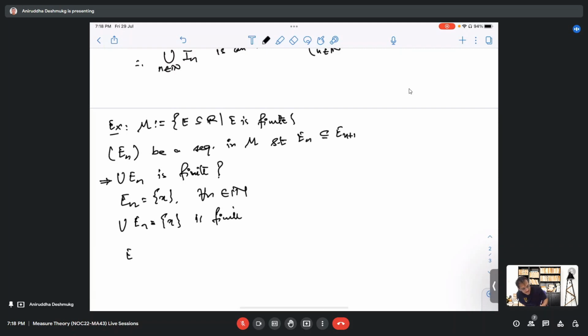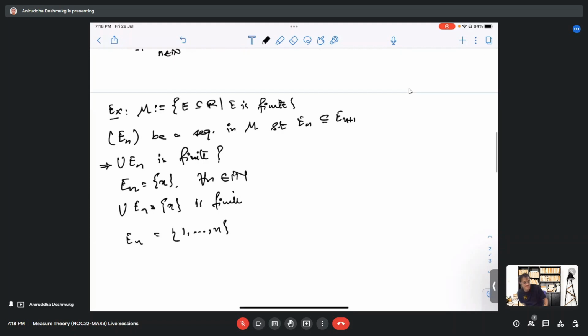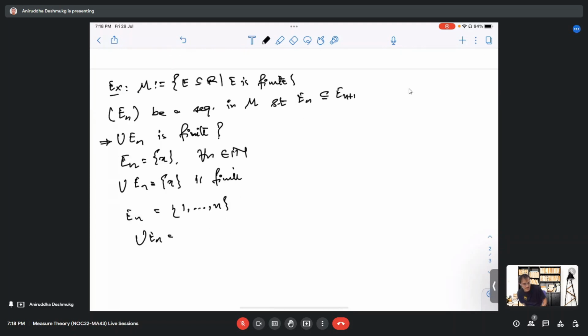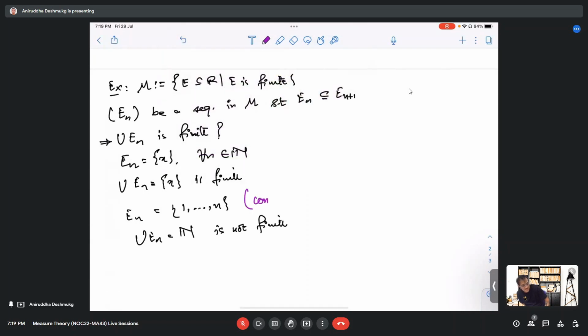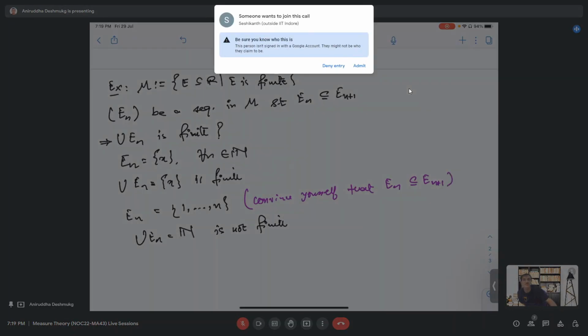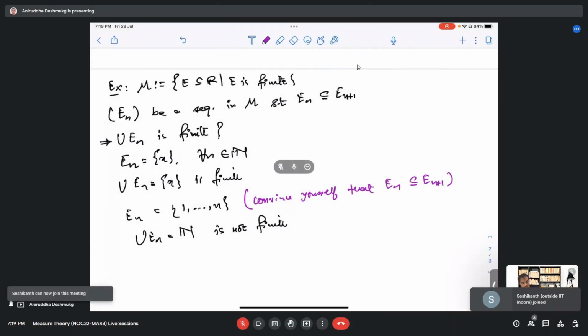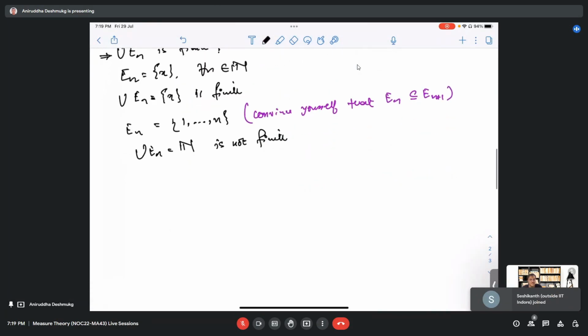But what if we take E_n to be the set {1, ..., n}? The union of E_n is all of the natural numbers. This is not finite. I guess everyone can convince yourself that E_n is contained in E_{n+1}. Not very difficult to see. Okay, so these were some examples of monotone classes.